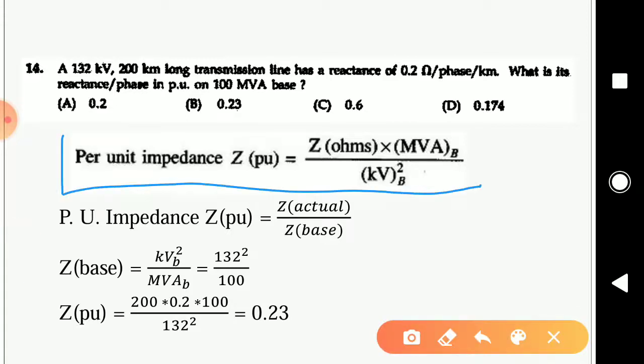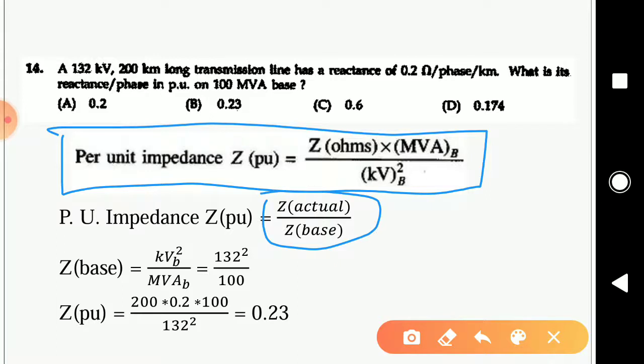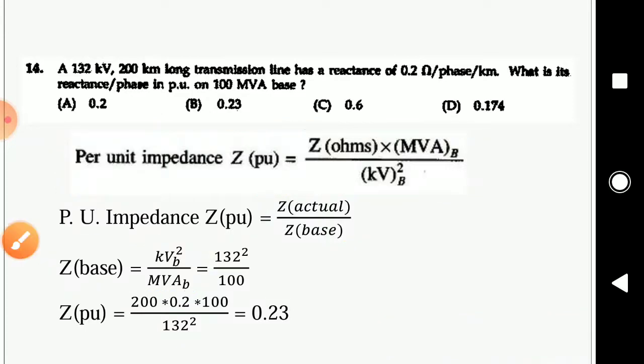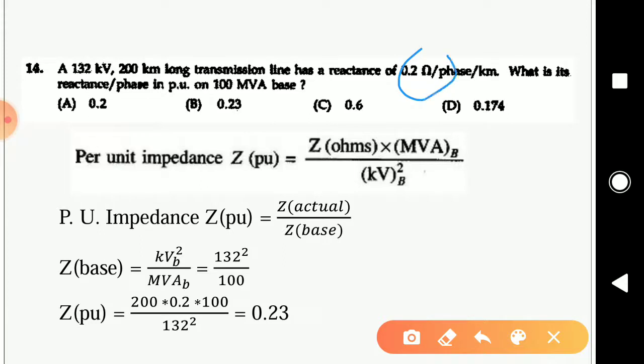Now this is a general equation which you can learn by heart for such objective exams. The main derivation is that to get the per unit impedance, you just need to divide the actual impedance by the base impedance. Base impedance is given by kilovolt base square divided by the base value of the MVA. So you can do the substitutions, everything is given, except one thing you need to note is that the actual impedance is given over here per kilometer. So you need to multiply it with 200, that is how many kilometers there are, and you need to substitute that value of the actual impedance, that is 200 into 0.2, when you are solving, and you will get the answer as option B, 0.23.